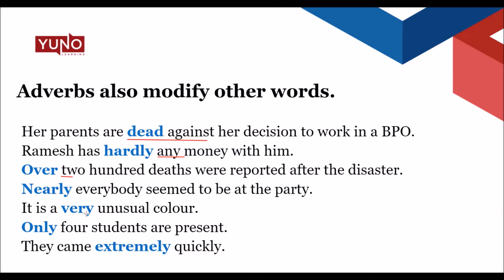It is a very unusual color. Unusual is an adjective and very is the adverb. Only 4 students are present. So the word only modifies the adjective four. They came extremely quickly. Here the word extremely modifies another adverb, quickly. So an adverb can modify another adverb also. So usually in our speech, the adverbs modify not just the verbs, but also the adjectives or other adverbs.